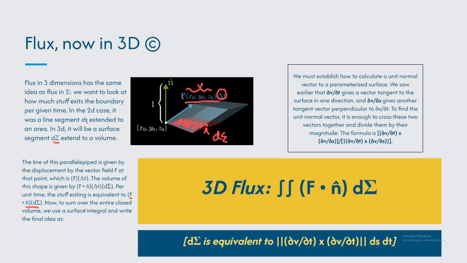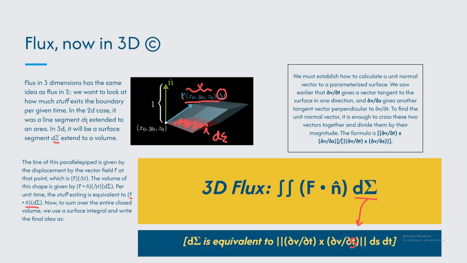So now to sum over the entire closed volume, you use a surface integral where you want to integrate over d sigma. The reason is this sigma is a way of enclosing this boundary here, but we don't know what d sigma actually is. So that's what the next part is. We have to look at d sigma, which is equivalent to the partial derivative. This should be the partial derivative s that we looked at for area, the parallelogram here. So that's what this is. It's just another way of writing that.